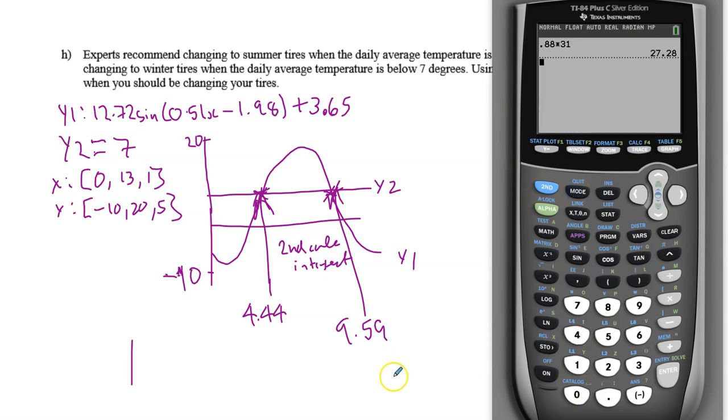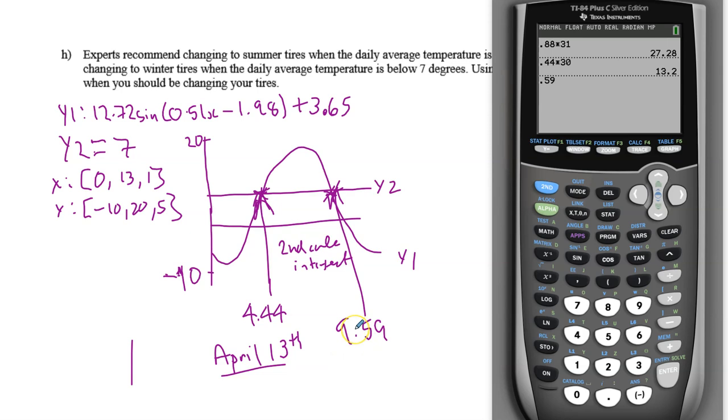So to make dates out of those, the 4 is April, right? Fourth month, April. And then we've got 0.44 times 30, which is 13.2. So April 13th is when it's saying, now we live in Calgary, we know that April 13th is not a good day. Sorry, Yuri, getting a little bit excited. April 13th is not a good day to switch over. I usually wait until the May long weekend.